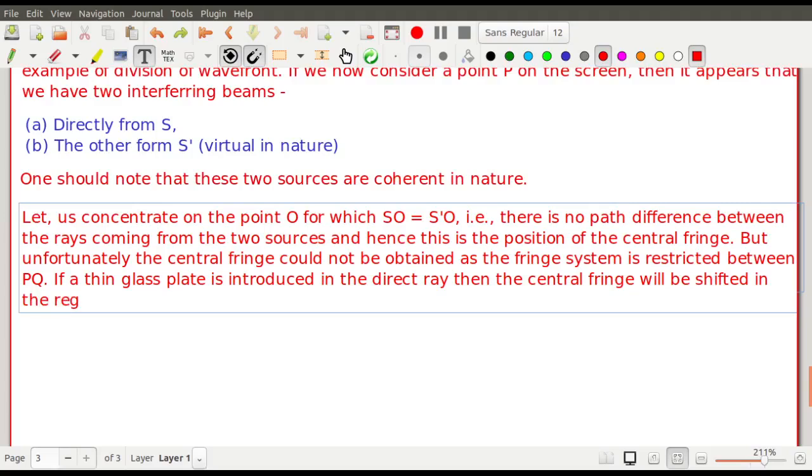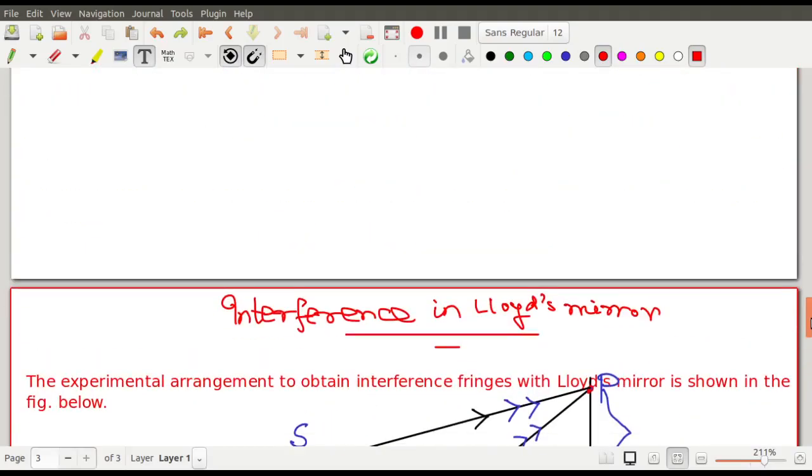Then the central fringe will be shifted in the region between P and Q, suppose at O dash. তাহলে সেন্ট্রাল ফ্রিঞ্জ আগে যেটা O তে হতো, whatever was the position of O, now it gets shifted to the position of O dash. Let me show it on the diagram.